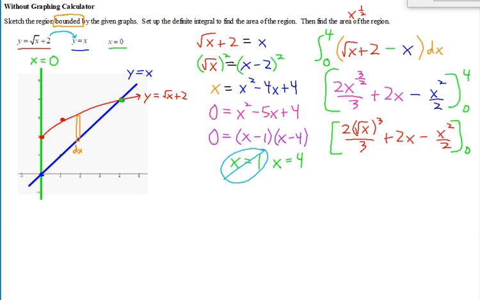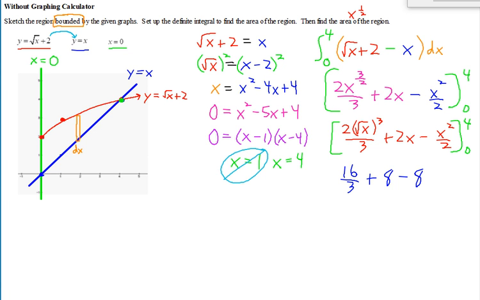And then remember for these definite integrals, you always substitute the upper limit first. So you substitute the upper limit, square root of, sorry, I got ahead of myself, that should stay 4 for now. So when you substitute in 4, square root of 4 is 2, cubed is 8, times 2 is 16. So we get 16 over 3, plus, substitute in 4 right here, that's 2 times 4 is 8, minus 4 squared, 16 divided by 2 is 8.